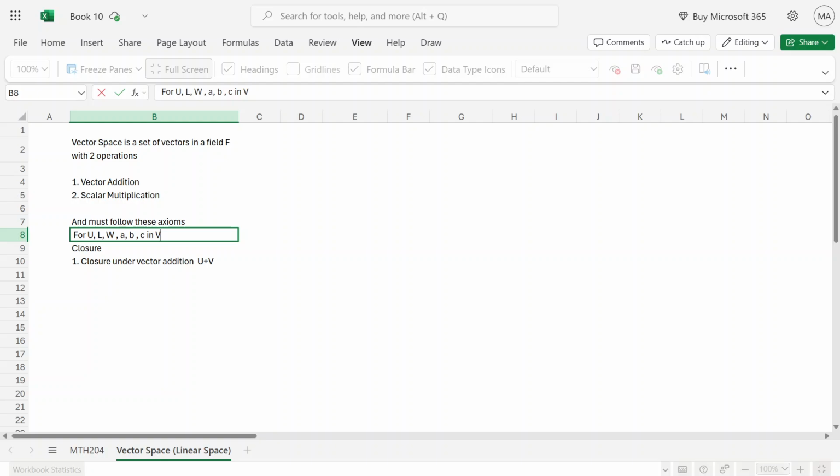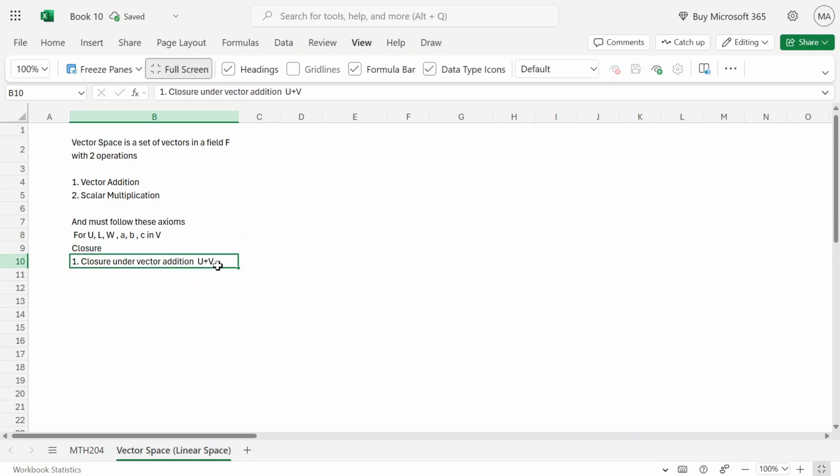So for u, l, w, a, b, c in our vector space, all these things must be available in the vector space, or the vector space must follow all these axioms. I'm sorry, so it should be in. So the E will be the capital letter E that I'm using here.